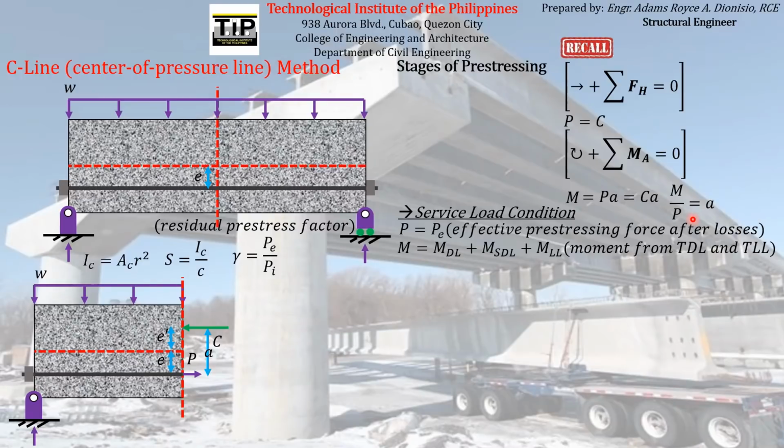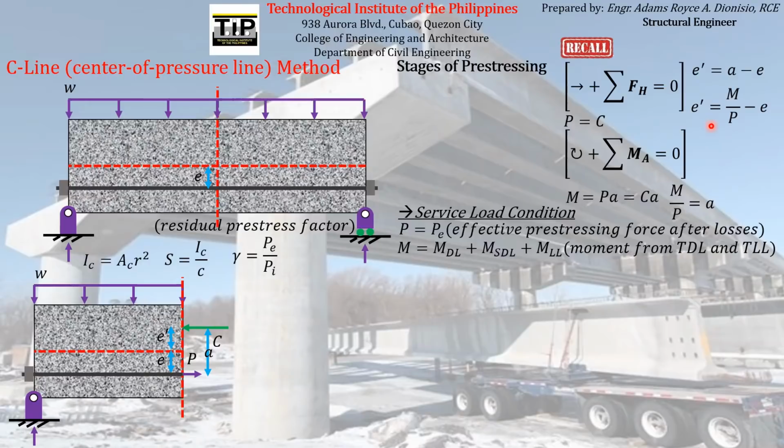So, if you refer here as well to this figure, we can see that E prime is actually equal to A minus the eccentricity E, or in equation form, E prime is equal to A minus E. And since A is equal to M over P, therefore we can substitute the value of M over P in place of A here, thereby producing this equation. E prime is equal to M over P minus E.